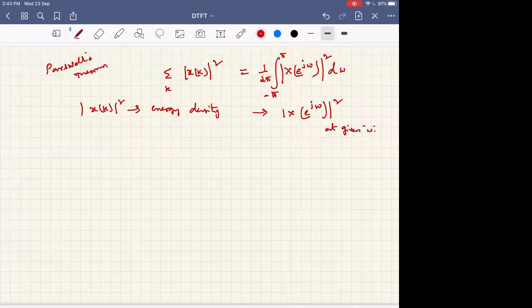So how do we prove this? How do we show this? Any thoughts? Can one of you tell or not?